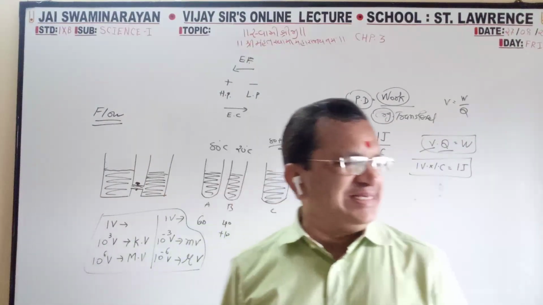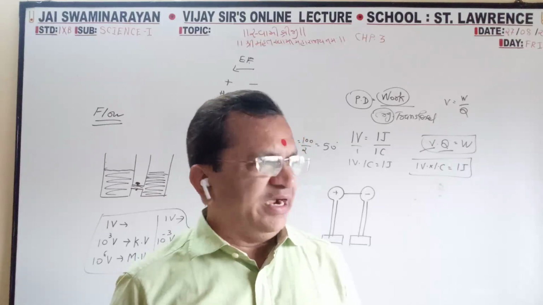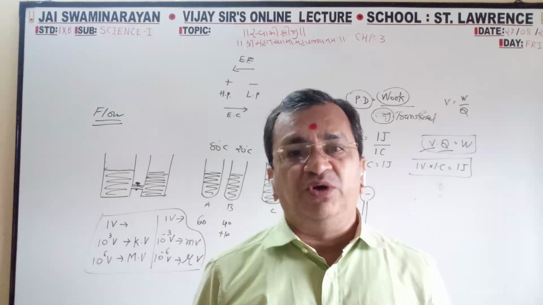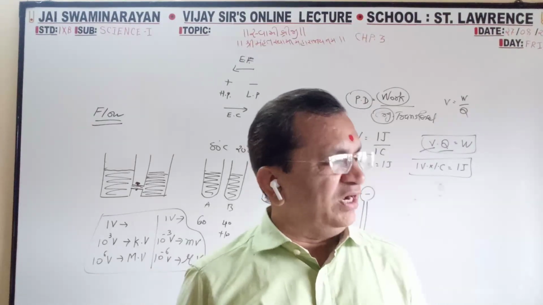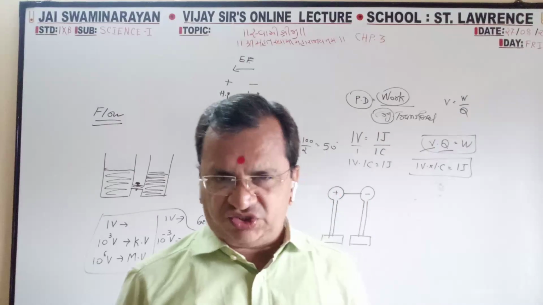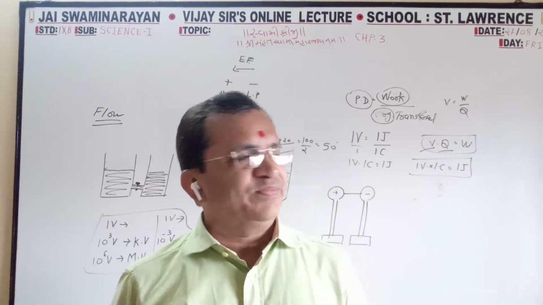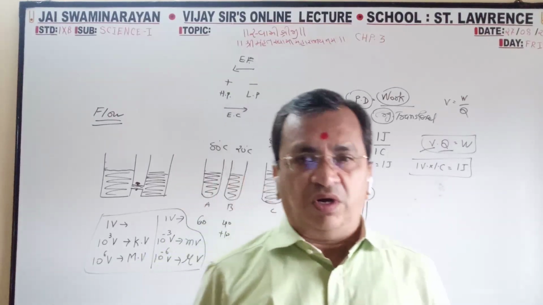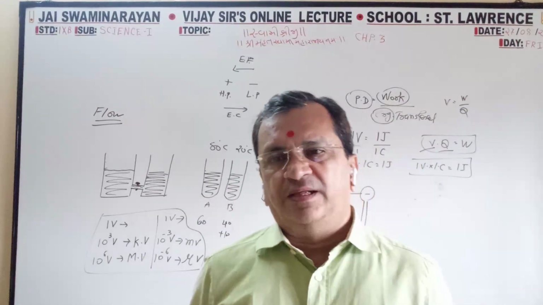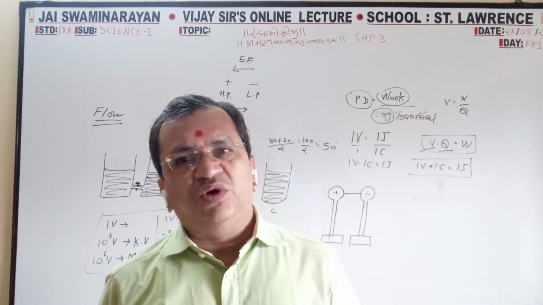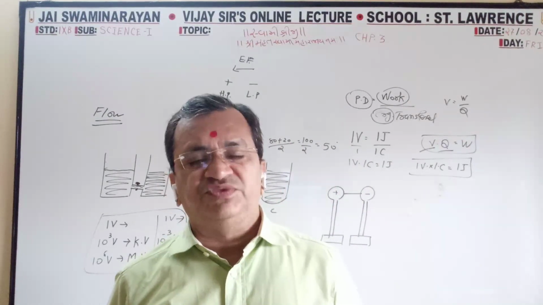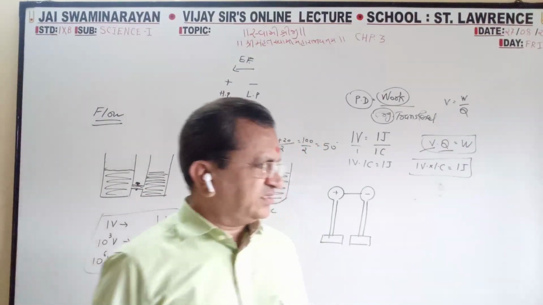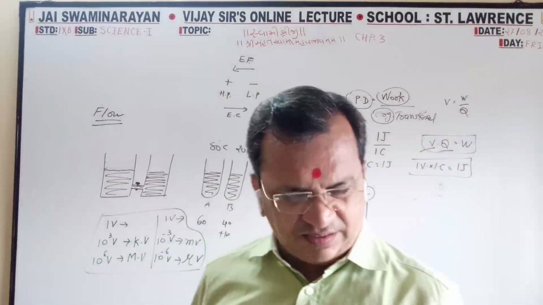Potential difference is the level, a difference in the level of two potentials. V is equal to W by Q. V is voltage, W is work, Q is charge. V is 1 volt, W is 1 joule of work, Q is 1 coulomb of charge. 1 joule of work is done when 1 coulomb of charge is passed. At that time it is 1 volt.